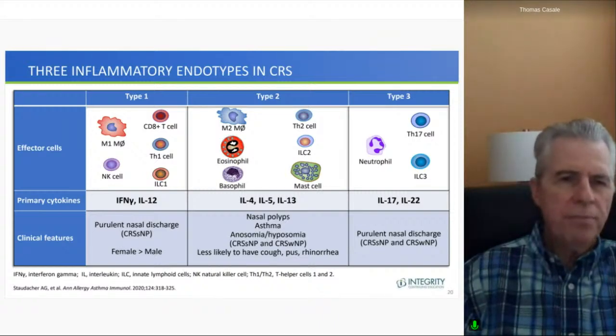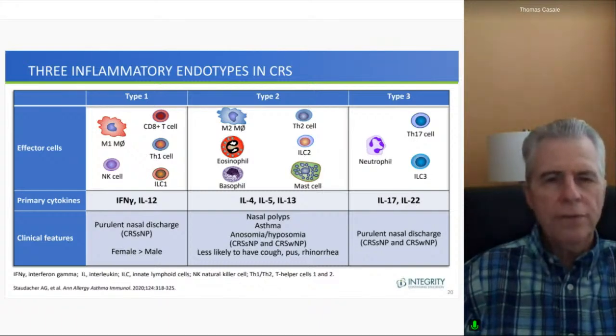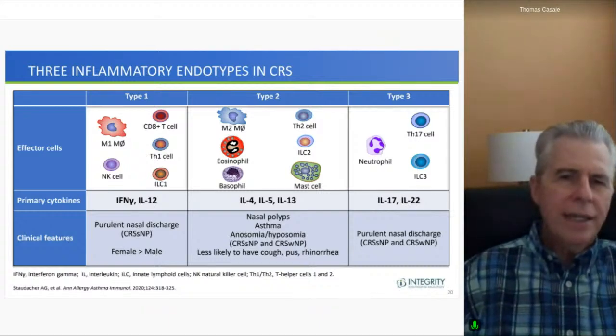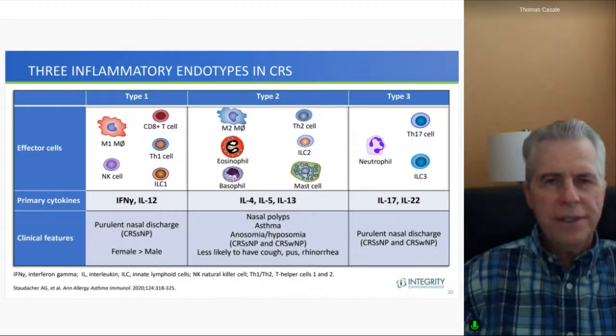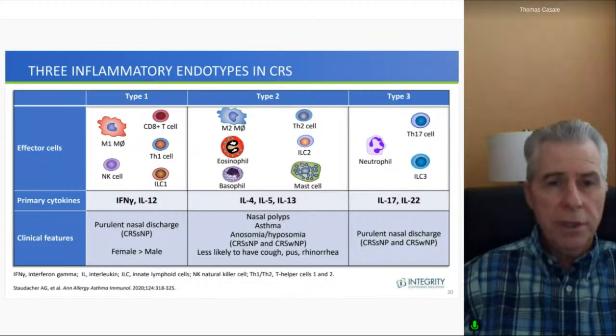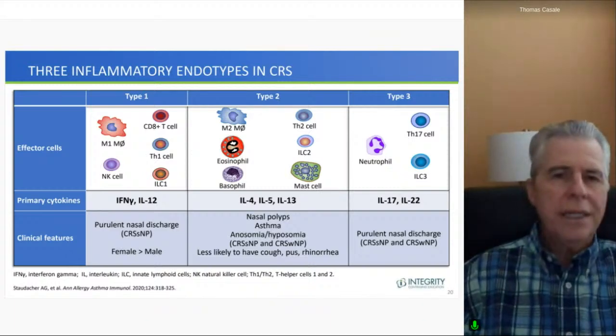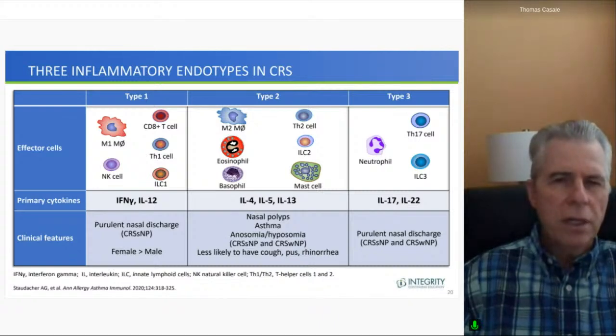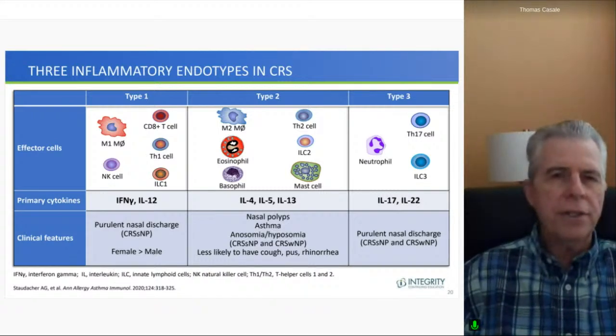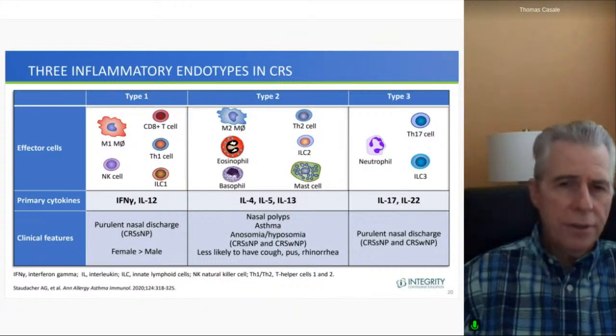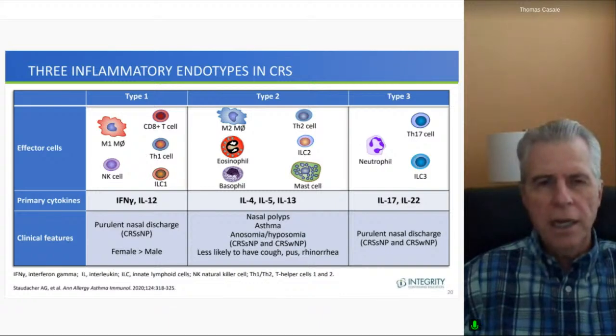And these patients tend to present more with purulent nasal discharge, and it tends to occur more in females than males. Type 2 is a typical type 2 mediated disease like we would see with allergic asthma or eosinophilic asthma. So the eosinophil, basophil, and mast cell play an important role, often driven by Th2 cells that secrete cytokines, important for the differentiation of these other cells and the production of IgE. And those cytokines are ILs 4, 5, and 13.